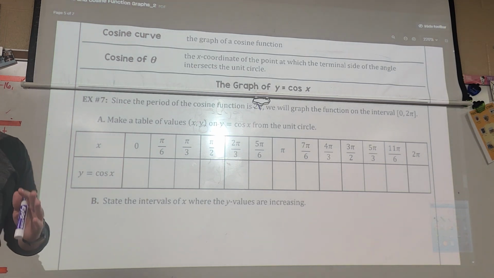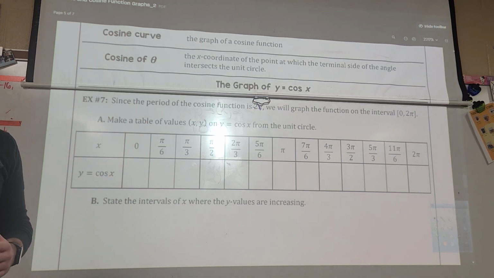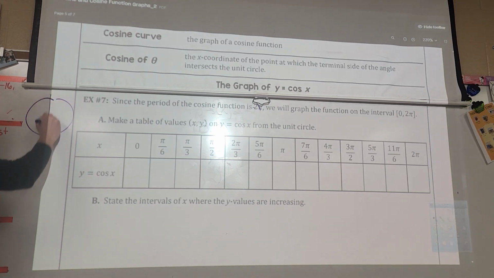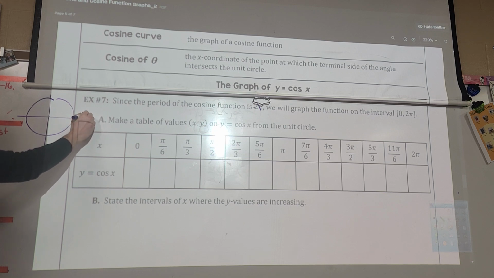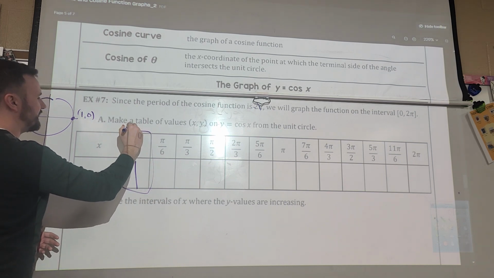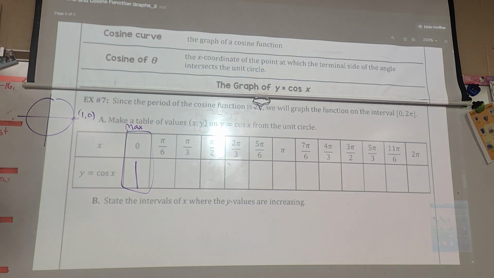So we're going to use the 5-point method again. But we aren't going to start at a 0. What do we start with for cosine? On the unit circle, what is cosine of 0? 1. So what is that point? That is a max. So with cosine, we start with a max. So it's going to be max, intercept, min, intercept, max. Does that make sense? It's just shifted over.